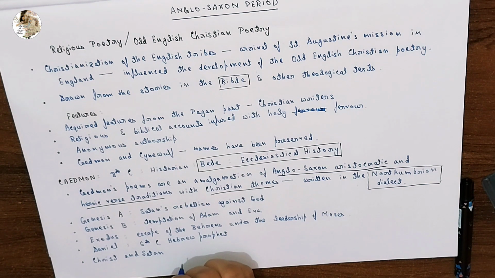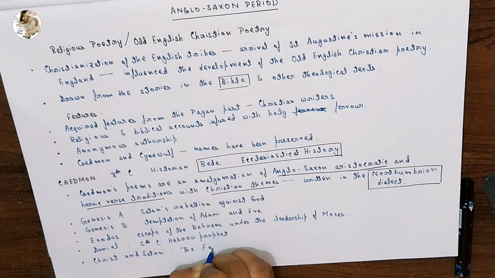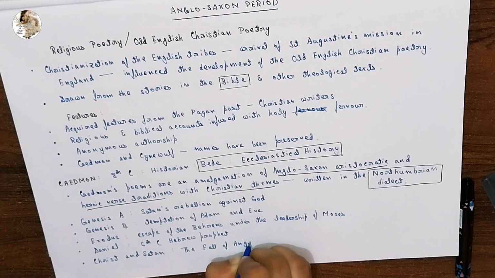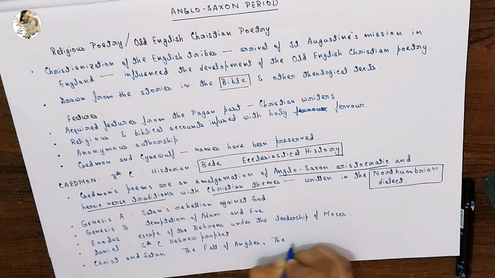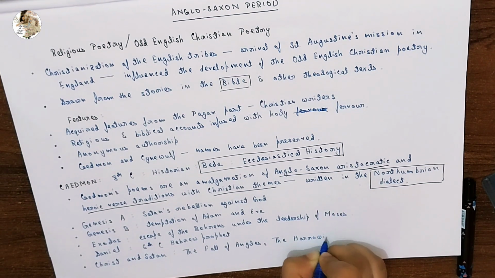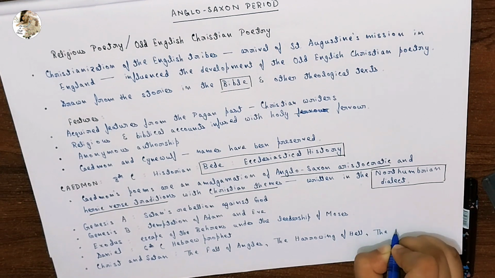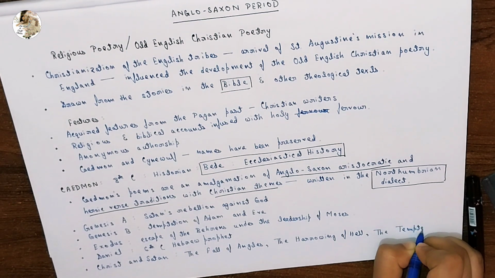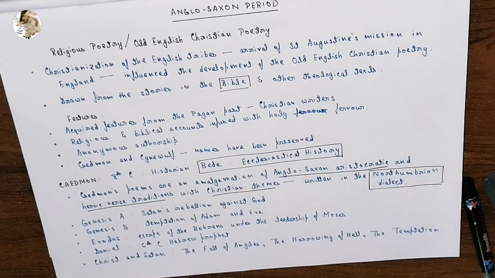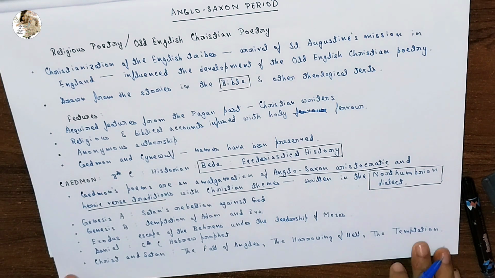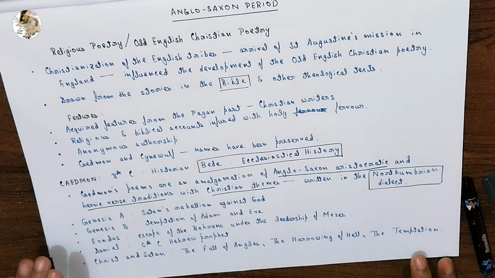Now the last one, that is Christ and Satan. This is a combination of 3 shorter works. I'm writing the names. The first one is The Fall of Angels. The second is The Harrowing of Hell. And the third is The Temptation. So with this, we end the discussion of Caedmon. But one important thing that should be mentioned is that there is no substantial evidence to support the claim that Caedmon was the author of these works.